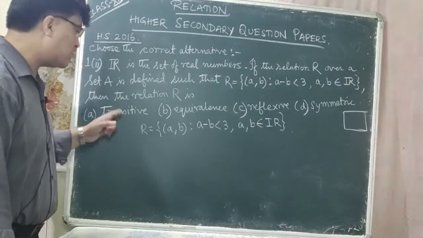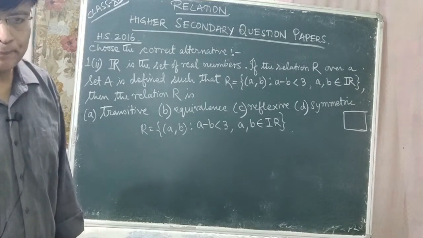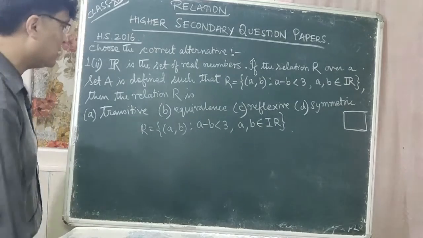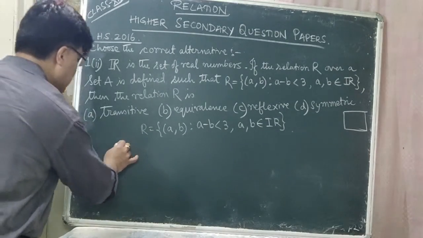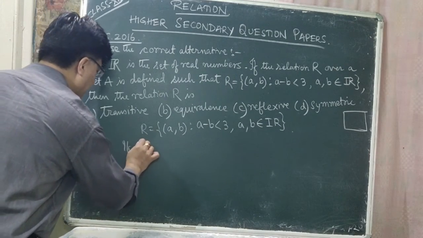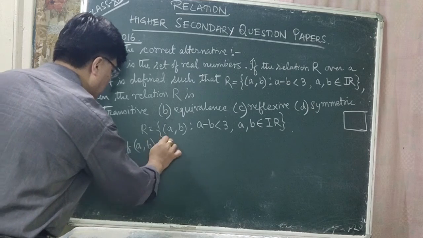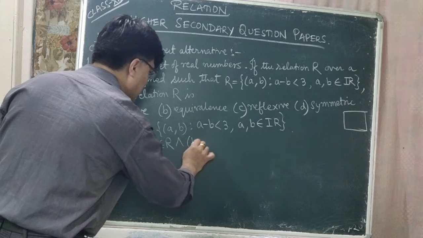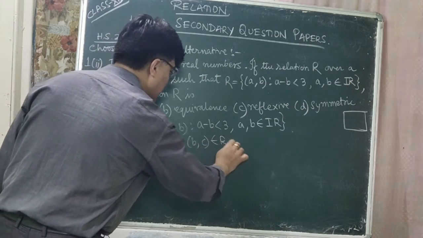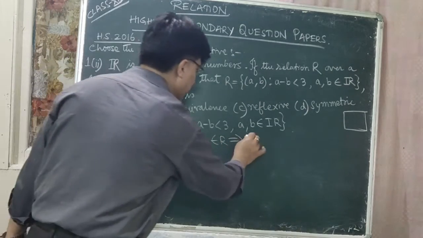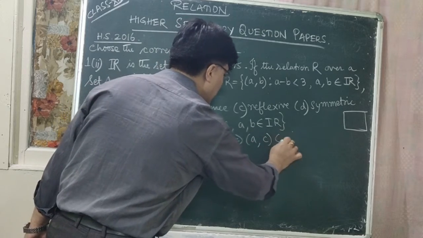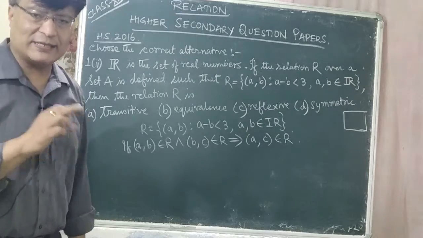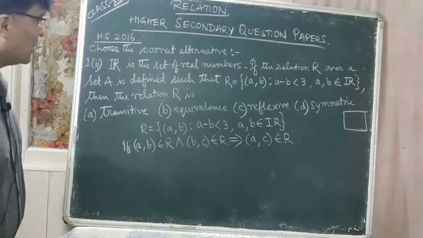So in order to check the transitivity, you should know the definition, isn't it? The definition is: if (a, b) belongs to the relation R and (b, c) belongs to the relation R, this implies that (a, c) belongs to the relation R. So this is the definition of a transitive relation. Okay, now let us check it.